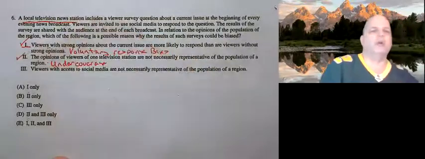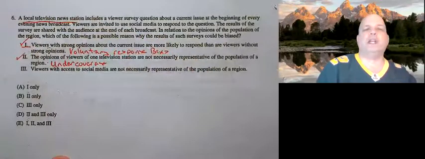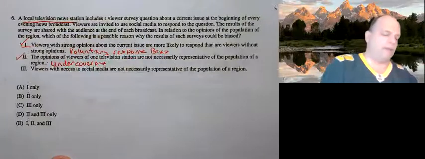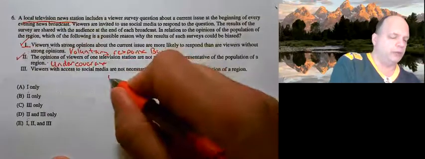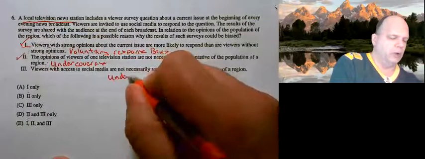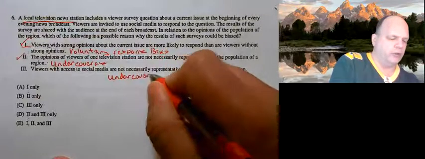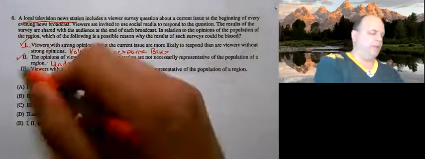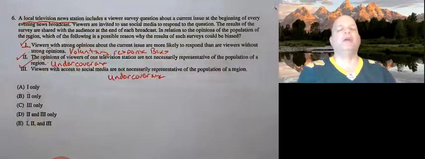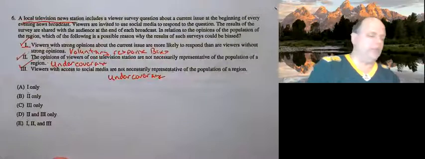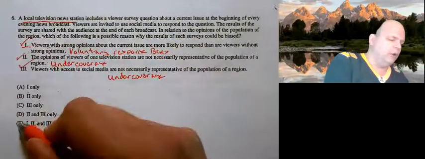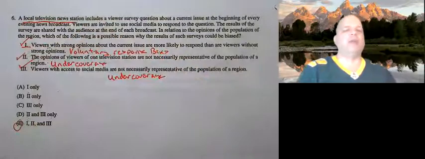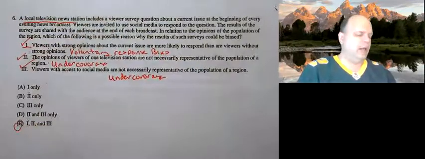So that's true. And viewers with access to social media are not necessarily representative of the population. That's true. That's also undercoverage because not everyone has access. We leave out part of the population. So 1, 2, and 3 are definitely true. In fact, the people who watch news may not be representative of the population. But in this case, 1, 2, and 3 are all true, and so our best answer is E.